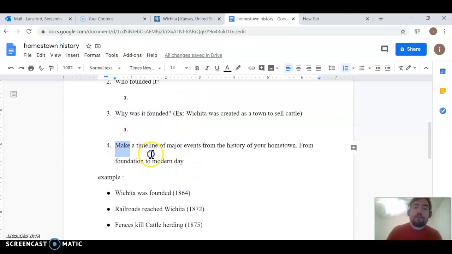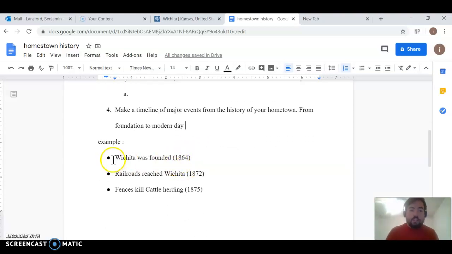And then four, make a timeline of major events in your hometown from foundation to modern day. So that means from when the town was created all the way to now 2020, right? So I have an example here for you guys. This won't be on your guys' assignment, but this is here for the video to help show you guys what's going on, right? So Wichita was founded 1864. Railroads reached Wichita in 1872. Helped the cattle move from Wichita to the East Coast.